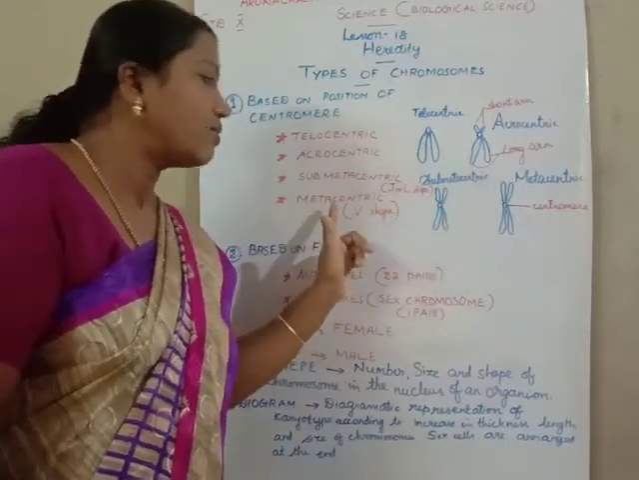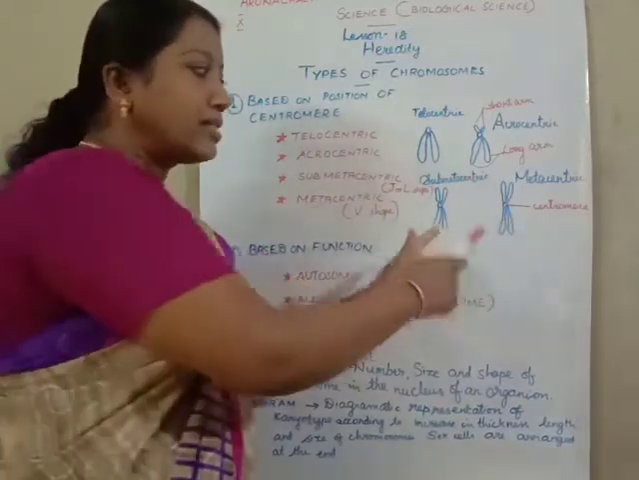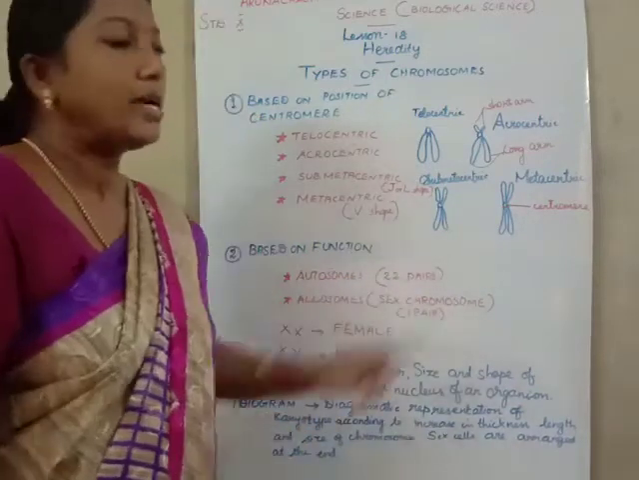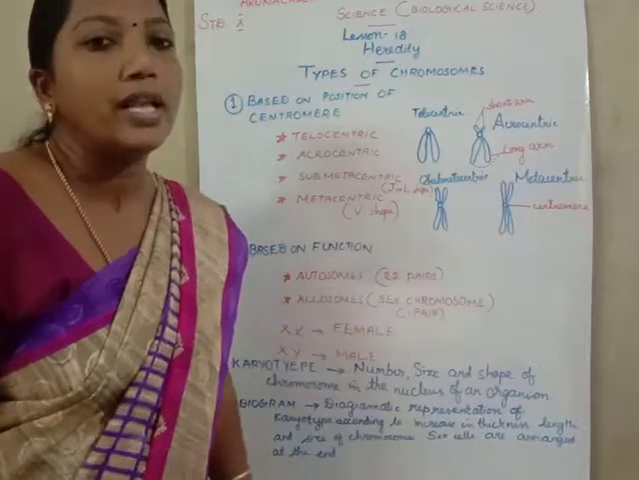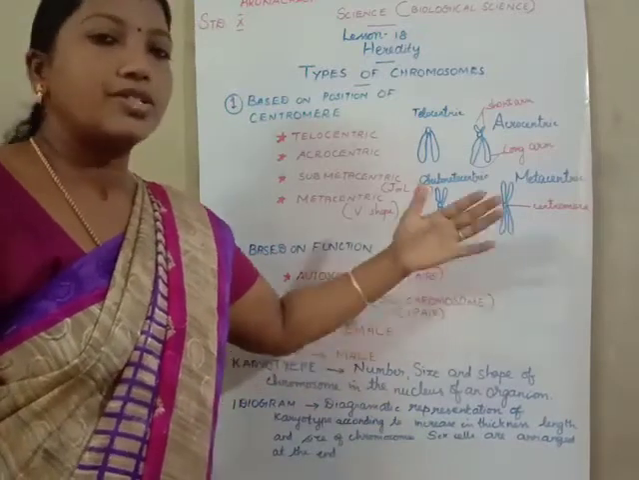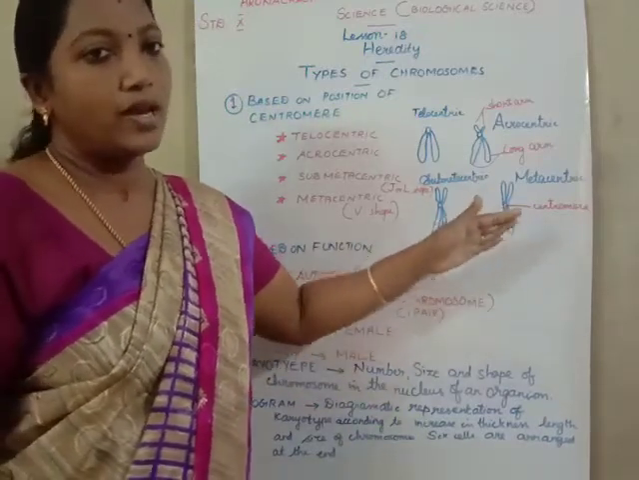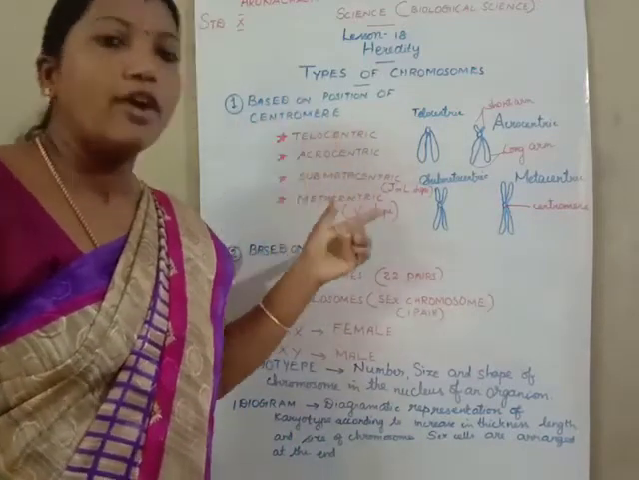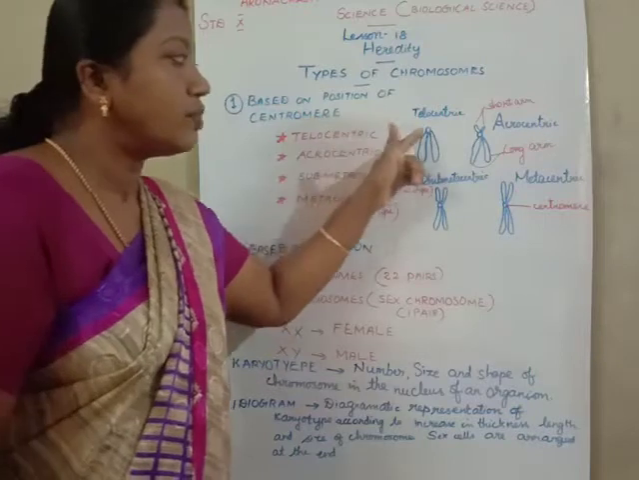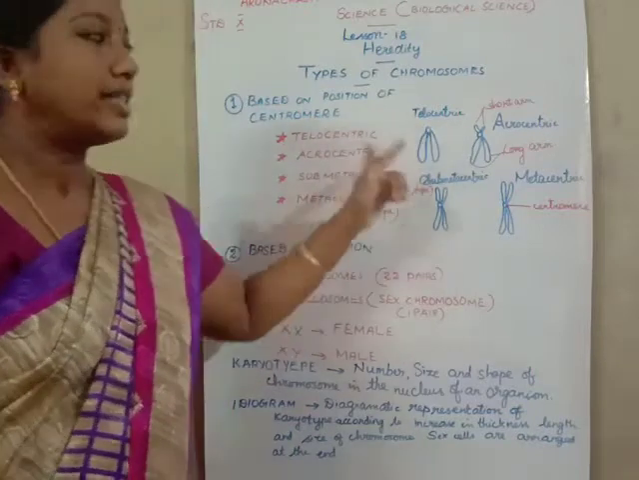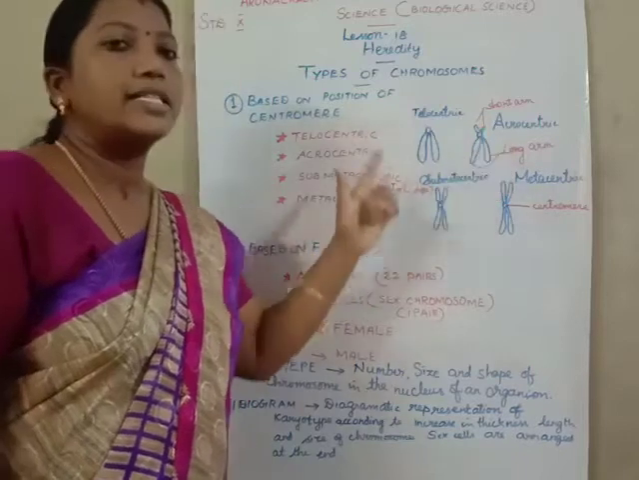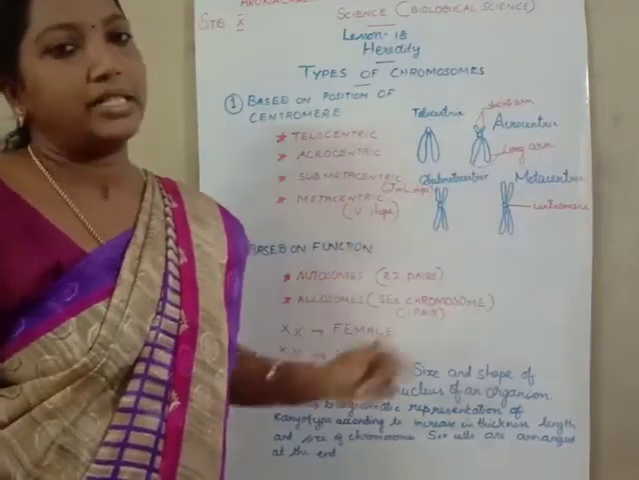The last one is metacentric. In metacentric, the centromere is found at the center of the chromosome, leaving two equal arms. There is no difference in size. So, this is the first division, the classification of chromosomes based on the position of the centromere. That means telocentric, acrocentric, submetacentric and metacentric.